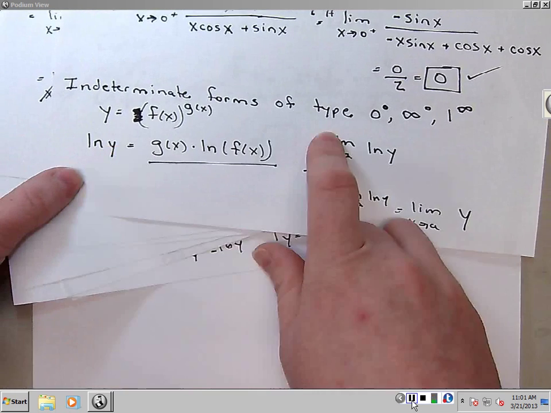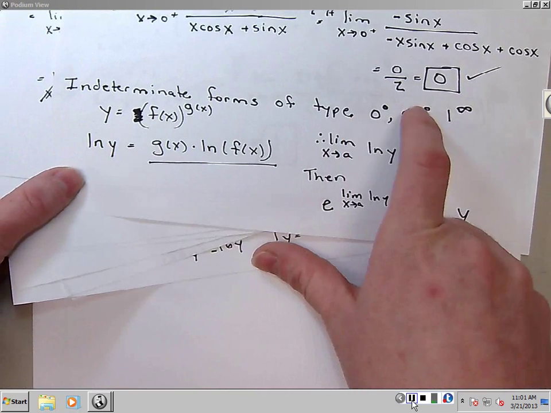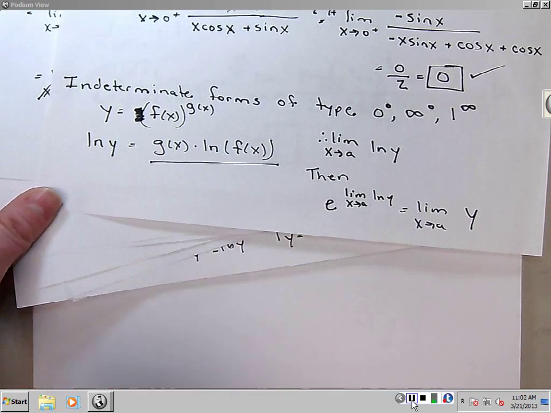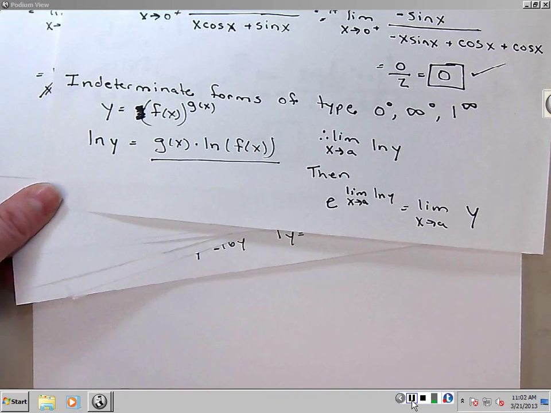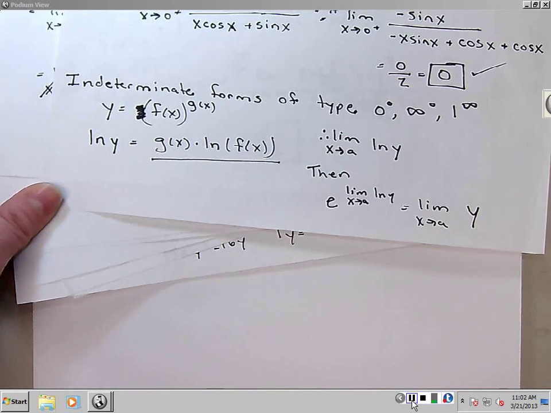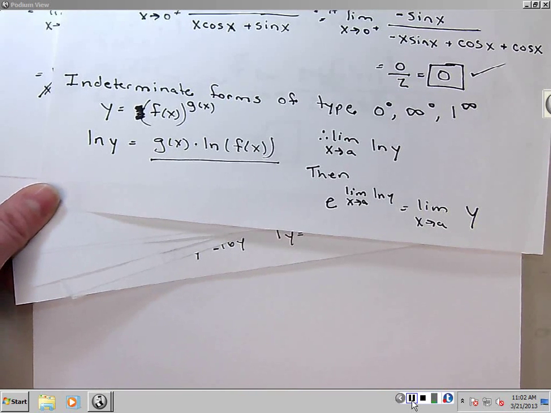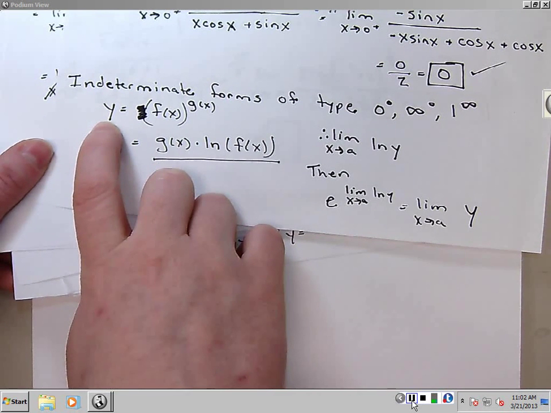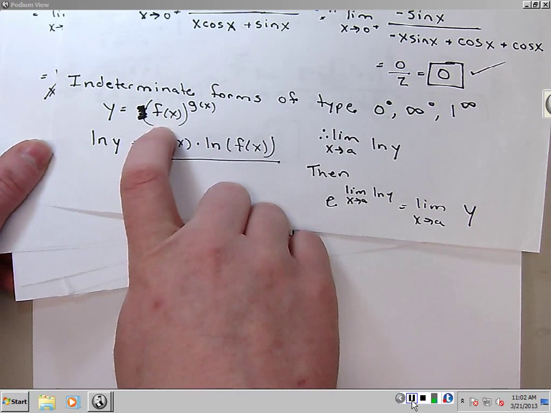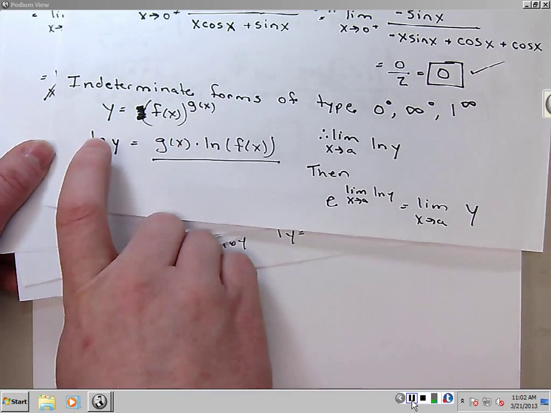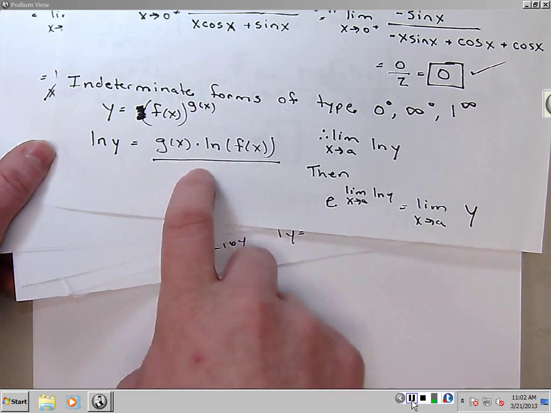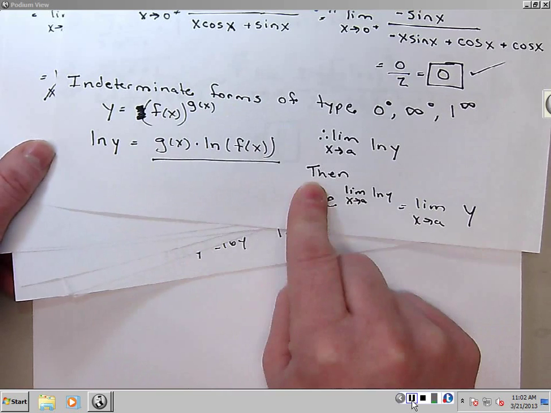Okay, so we're looking for indeterminate forms of type 0 to the infinity, infinity to the 0, or 1 to the infinity. It's indeterminate, so I cannot evaluate it by itself. To apply L'Hopital's rule, I have to manipulate it into a form of 0 over 0 or infinity over infinity. So the approach on this problem is to write y equals f of x to the g of x. If I take the natural log of both sides, I can pull this g of x down and have g of x times the natural log of f of x. Right? Does that make sense?